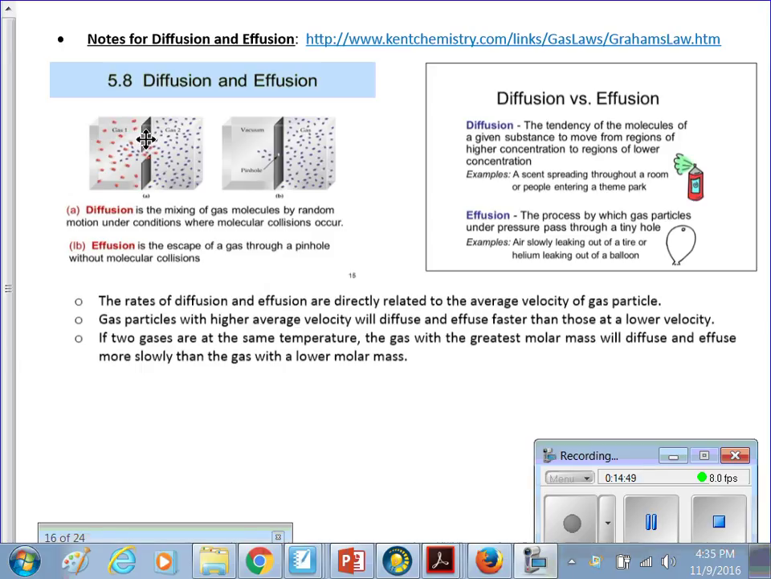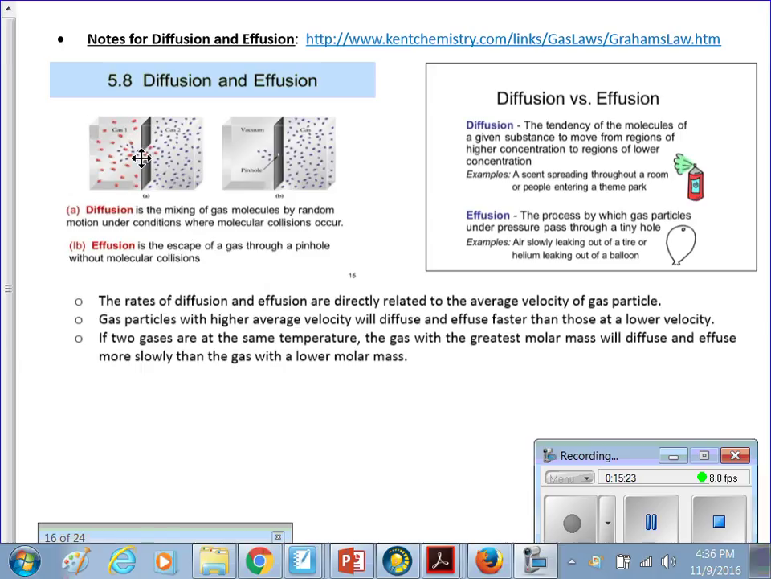Diffusion means, think about perfume. If you were to come into a room and spray perfume or cologne or air freshener in one area of the room, eventually in another area of the room, opposite of where the substance was sprayed, you'd be able to start smelling the fragrance. So diffusion is the mixing of gas molecules that occurs just by random motion under conditions where molecular collisions can occur.